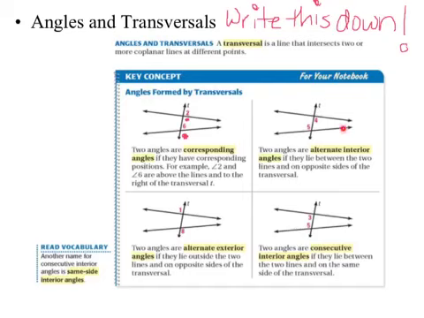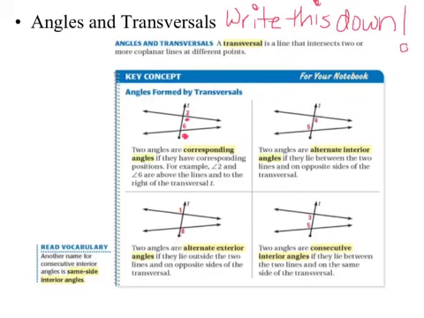Okay, the next one is alternate interior. It's on the interior of these two lines, so interior, and it's on alternate sides. So alternate sides of the transversal, interior of the other two lines. Alternate exterior: they're on the exterior side of the lines, but on alternating sides of the transversal.